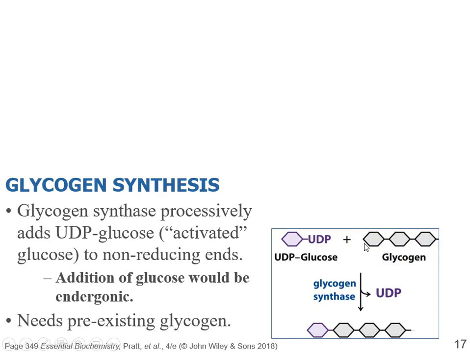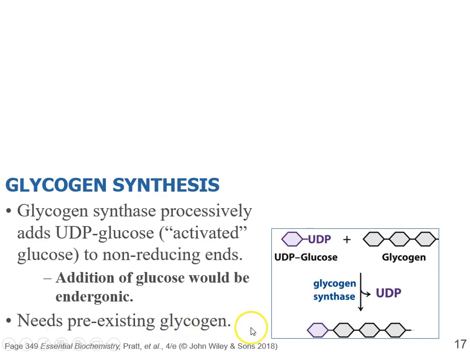So again, that's nice. We have this branch glycogen with all these non-reducing ends. So what happens is we're going to tack this purple glucose at the end of this glycogen, and then UDP is going to be the leaving group. So again, we're going to do another hydrolysis of a phosphoanhydride bond. And the enzyme here is called glycogen synthase.